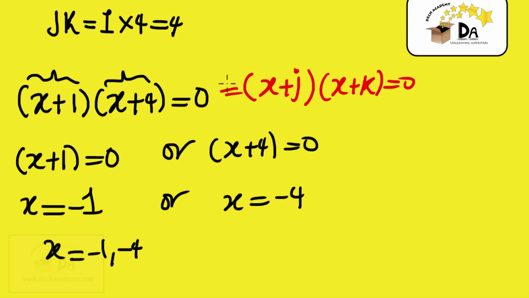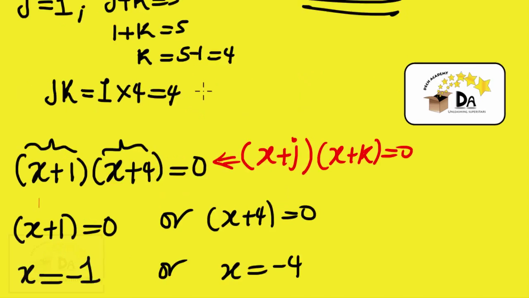And from this expression, we know that when the product of two factors is equal to 0, the result is that either of the factors is equal to 0, so x plus 1 being equal to 0, or x plus 4, the second factor, being equal to 0. Simplifying, each of these gave x equals minus 1 or x equals minus 4. So our solutions are x is equal to minus 1 and x is equal to minus 4.